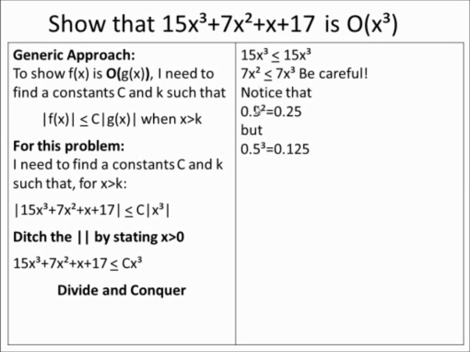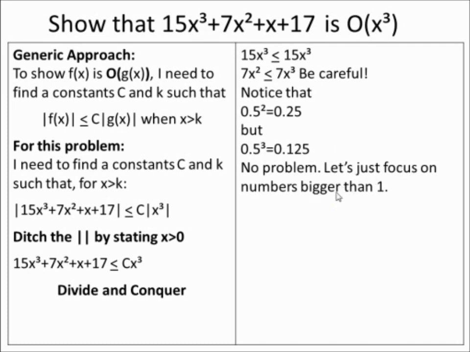If you have a number between 0 and 1, cubing it is actually going to make it smaller than squaring it. And this is an example. Notice that 0.5 squared is 0.25, but 0.5 cubed is 0.125. So by cubing a fraction, it actually gets smaller than if you square it. So I can't say blindly that x squared is less than or equal to x cubed, because x cubed will be smaller than x squared if you have a fraction. No problem, I can take care of this though.